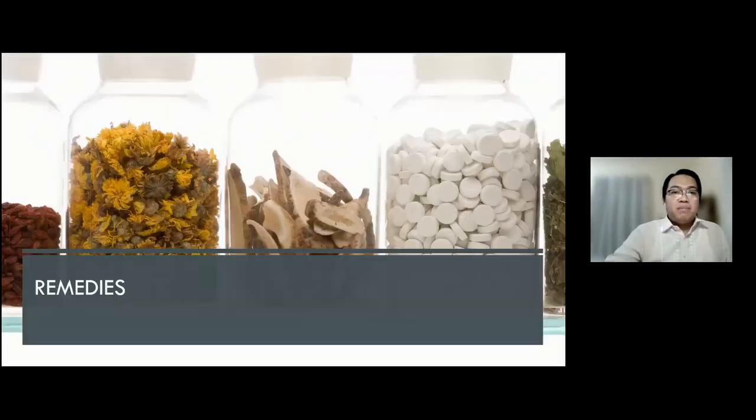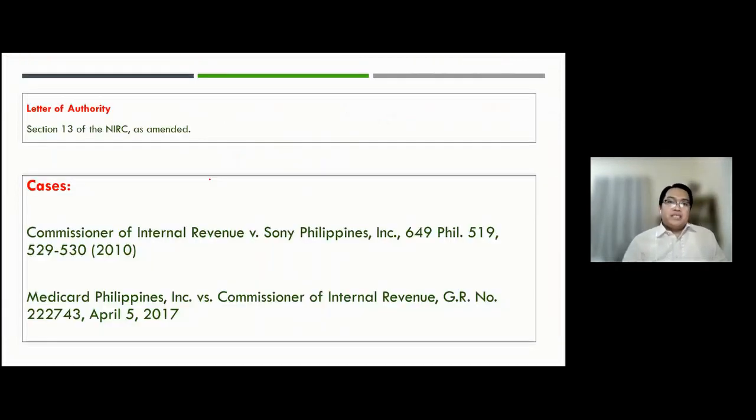Okay? Few reminders on remedies. Okay? Of course, the case of Sony Philippines and Medicard Philippines, no? The importance of a letter of authority. You need the letter of authority to conduct an examination of a taxpayer to issue an assessment. Under the tax code, it is the Commissioner of Internal Revenue who is authorized to examine the books of accounts and accounting records of the taxpayer. But the Commissioner of Internal Revenue is only one. Hindi niya kayang gawin yan. That's why dinedelegate niya ang pag-e-examine sa mga taxpayer.